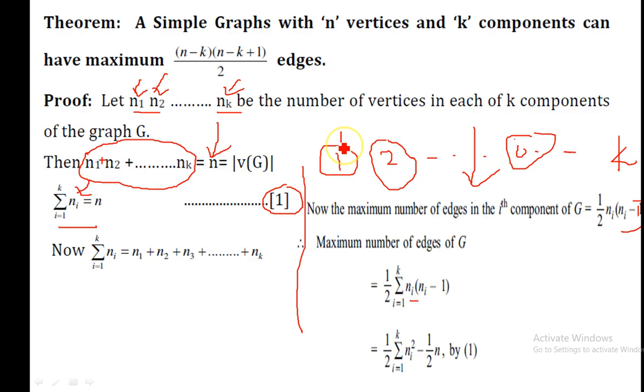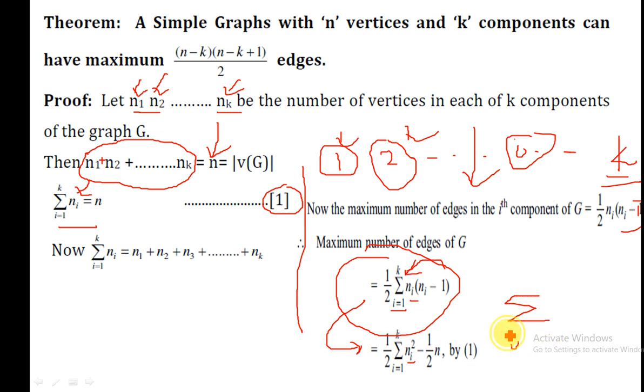Similarly, here n1 into n1 minus 1 by 2, n2 into n2 minus 1 by 2 and so on up to k. That's a simple concept, right? ni into ni minus 1 by 2, because what is the value of i? 1 to k components. It is the actual formula we need. So in the next step we can consider ni square minus ni. So summation, look carefully, i equal to 1 to k is already there, right? Summation i equal to 1 to k, ni square minus ni.